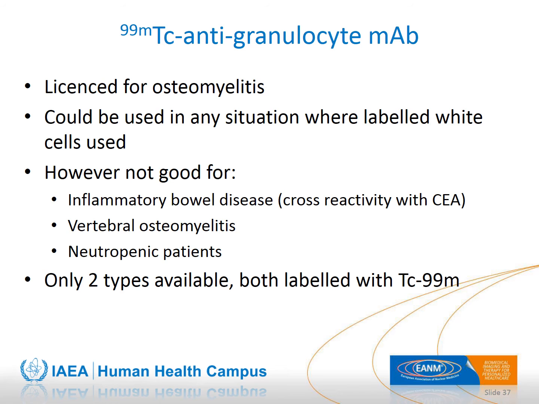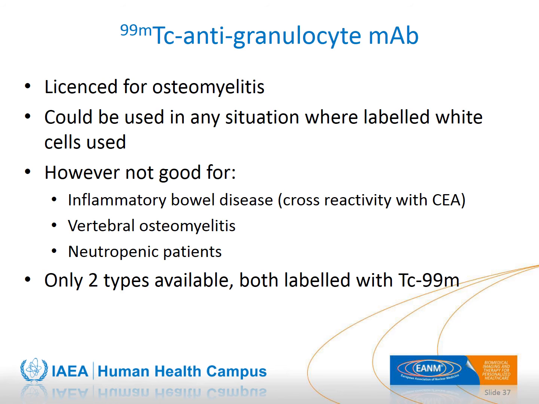So technetium-labeled antigranulocyte monoclonal antibodies are generally licensed for osteomyelitis infection. However, they can be used in almost any situation where labeled white cells could be used. However, they have been seen to be not optimal for inflammatory bowel disease due to a cross-reactivity with the carcinoembryonic antigen, in vertebral osteomyelitis in the spine, and also in neutropenic patients where there are fewer white blood cells to elicit a response to the monoclonal antibodies.